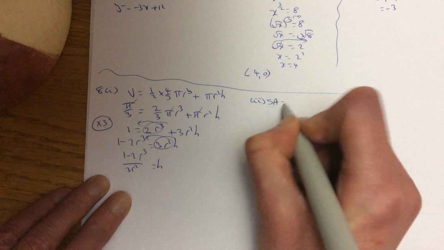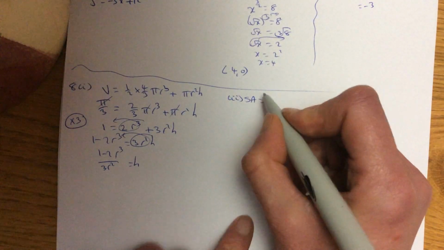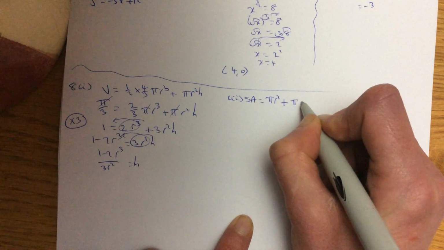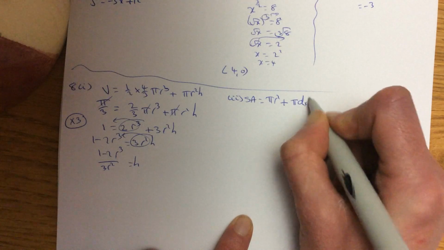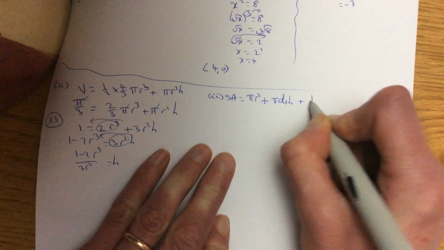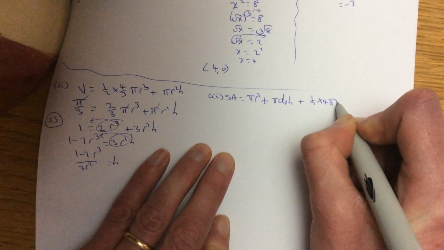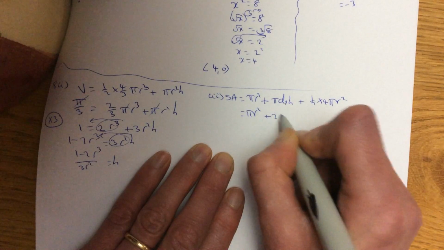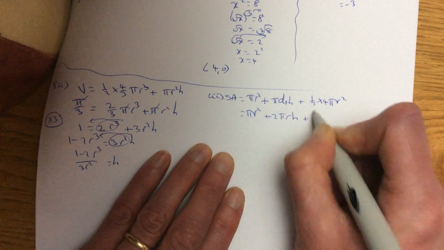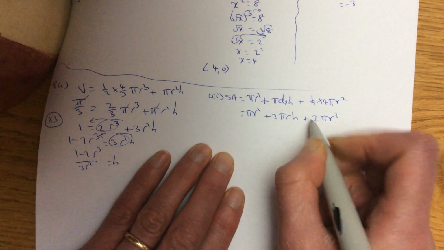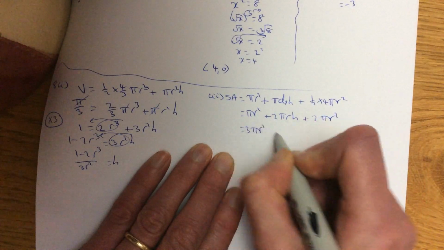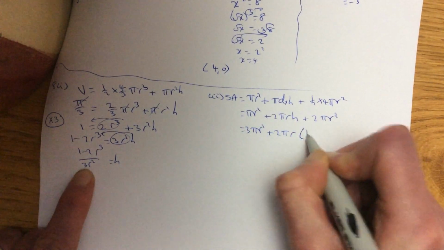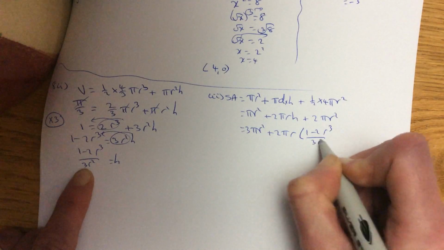Part 2 is all to do with the surface area. The surface area is the base, which is a circle, pi r squared, plus the cylinder, which is the circumference, pi d, times the height, plus the hemisphere, which is half of the sphere. So just tidying this up: pi r squared, diameter, remember, is 2 radii, so it's 2 pi r h, plus 2 pi r squared. Pi r squared plus 2 pi r squared is 3 pi r squared. 2 pi r h is over here, so 1 minus 2r cubed over 3r squared.